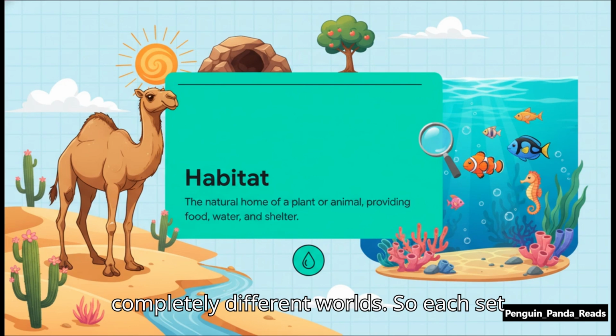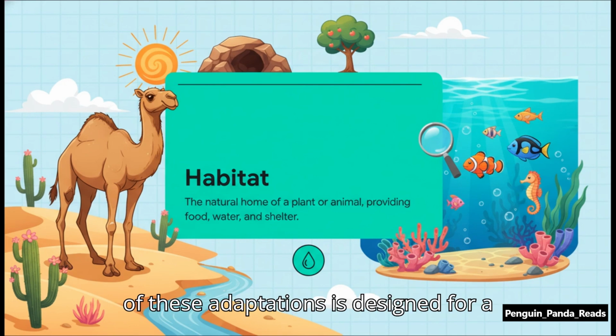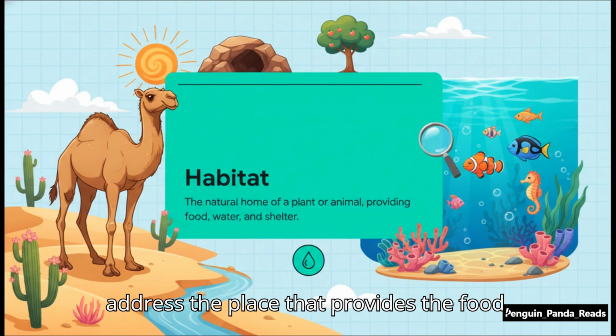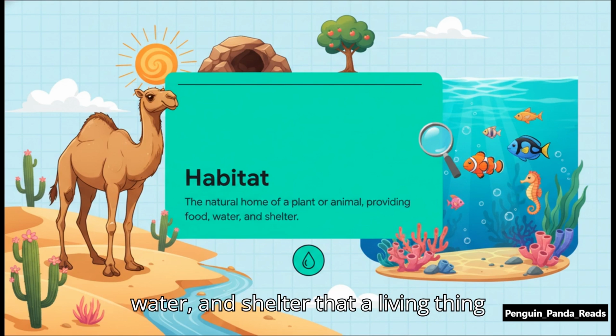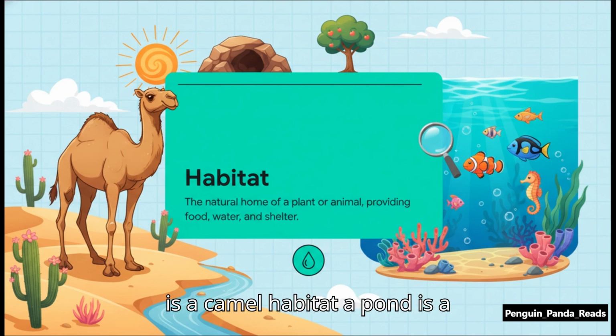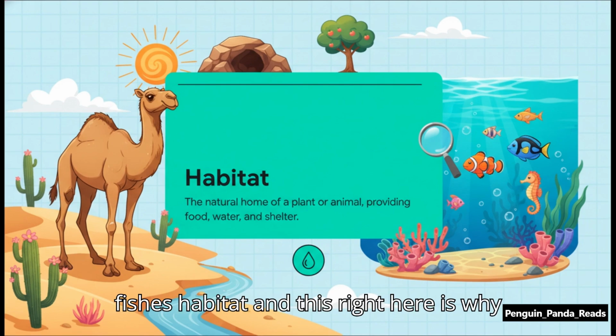So each set of these adaptations is designed for a specific address in nature. And that address, the place that provides the food, water, and shelter that a living thing needs, is called its habitat. The desert is a camel's habitat. A pond is a fish's habitat.